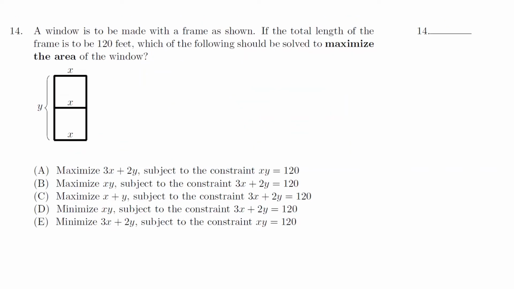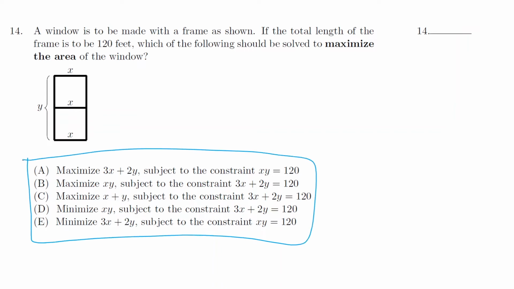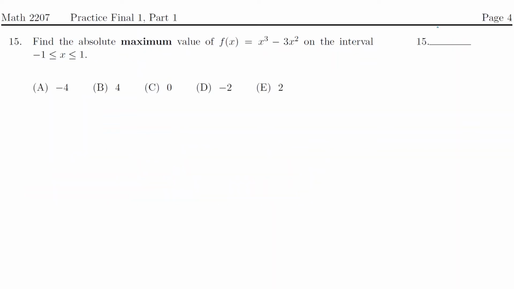Next. All right, so this one is quite simple. We don't have to solve anything. We just have to set things up. We need to maximize the area. What's the area? Area is xy. So we need to maximize it. So the answer right here is just maximize xy. There's nothing else that will actually come anywhere close. So this is B. Boom. Don't even have to solve the problem.